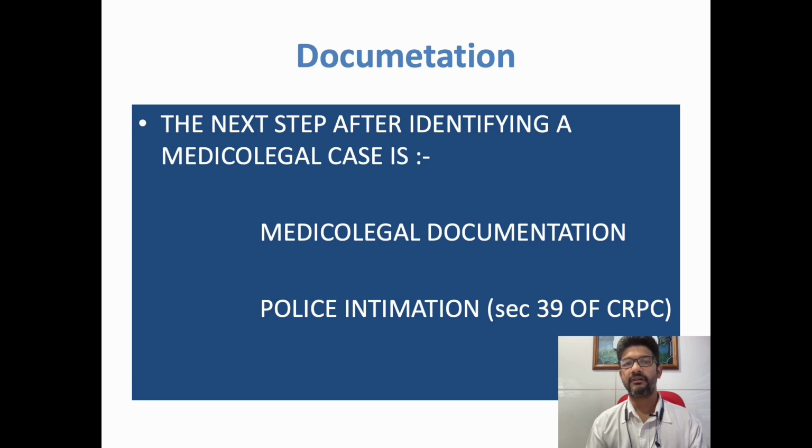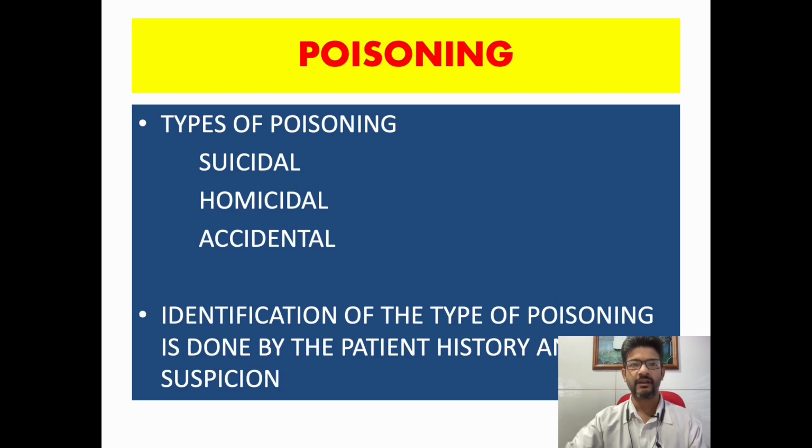The next step. So first we identify the case, then the documentation process, then the next step, which is important, is intimation to the police. Now, intimation to the police of offences is dealt with in section 39 of CrPC. That's a citizen's duty to inform certain cases to the police officer. So that's police intimation. So in a case of assault or a trauma case also, you do police intimation. So that's according to section 39 of CrPC.